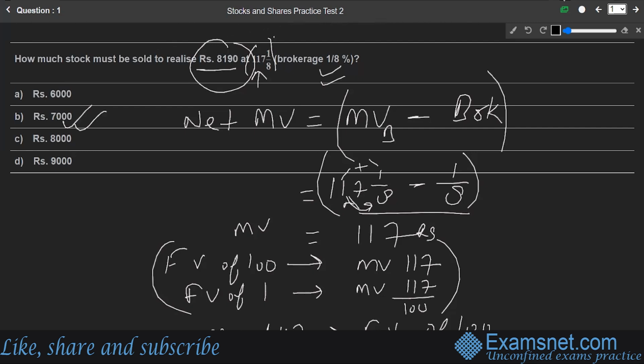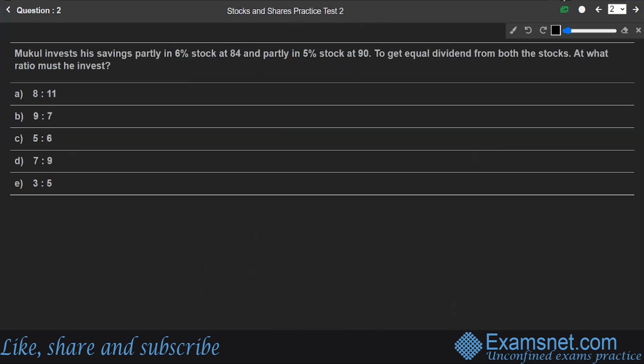Now he says Mukul invests his savings partly in 6% stock at 84, the cost of the stock is 84, and partly in 5% stock at 90, the cost of the other stock is 90. To get equal dividend from both the stocks, at what ratio must he invest? Basically, Mukul has a particular capital. He has split it into a certain ratio, and the first part is invested in a 6% stock at 84, and the second part in 5% stock at 90, and they both give equal dividend.